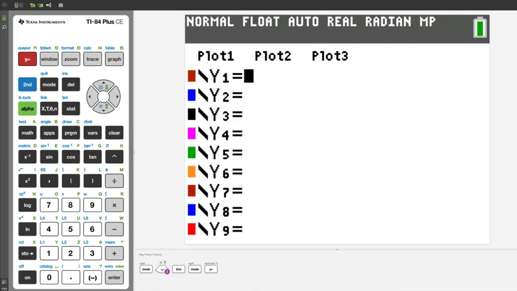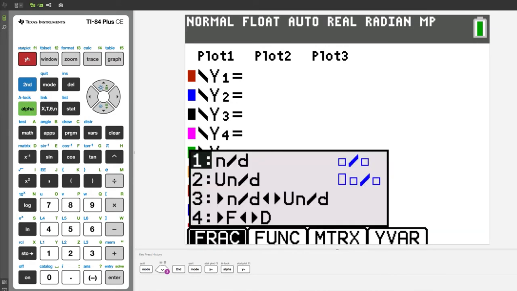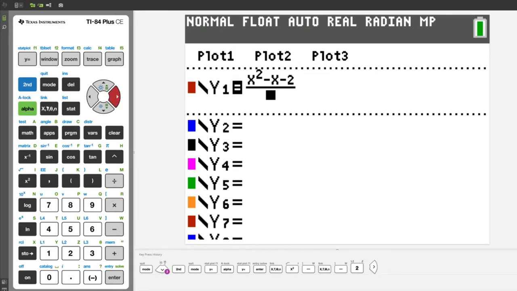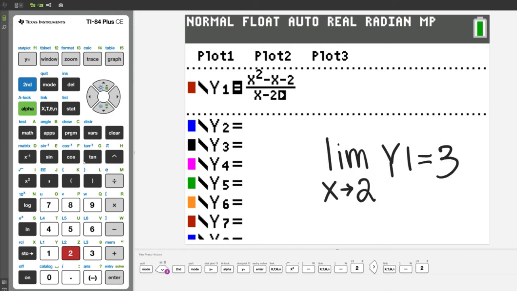So in the y equals menu, we're going to enter the first function, and it's a fraction, so let's use the alpha y equals shortcut and choose option 1. This rational function is x squared minus x minus 2 divided by x minus 2. At the end of that first 2, you press the right arrow to get into the denominator. I'll let you enter that, and just a note that we're expecting the limit of this function to be 3 when x equals 2. And we can see in the denominator that there's an issue when x is 2.